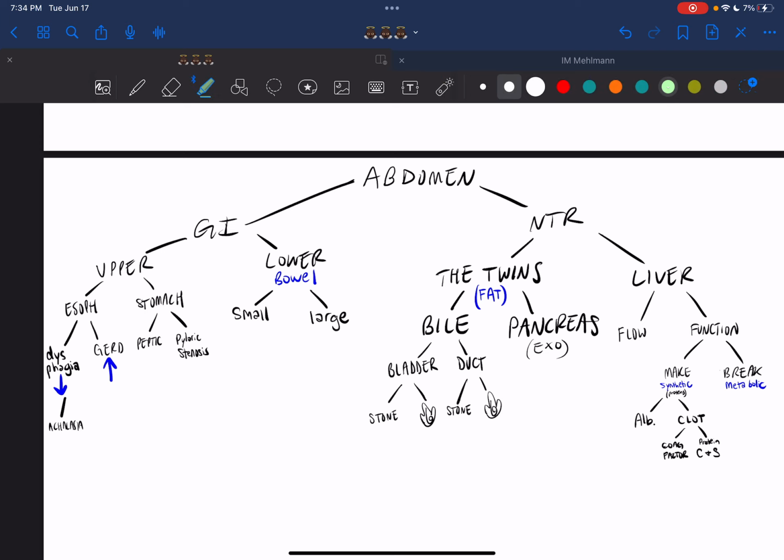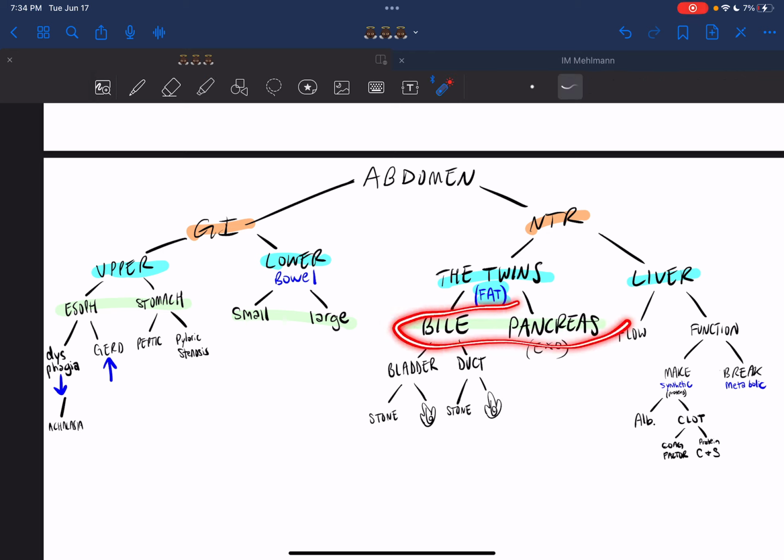But the important part here is this upper versus lower GI, and then knowing what the upper consists of and what the lower consists of. GI versus nutrition is important, and then knowing what nutrition consists of. It's the liver and the fat guys, the fat twins, for fat digestion. And then the fat twins are these two guys. These two guys are very interrelated because they're kind of like two sides of the same coin.